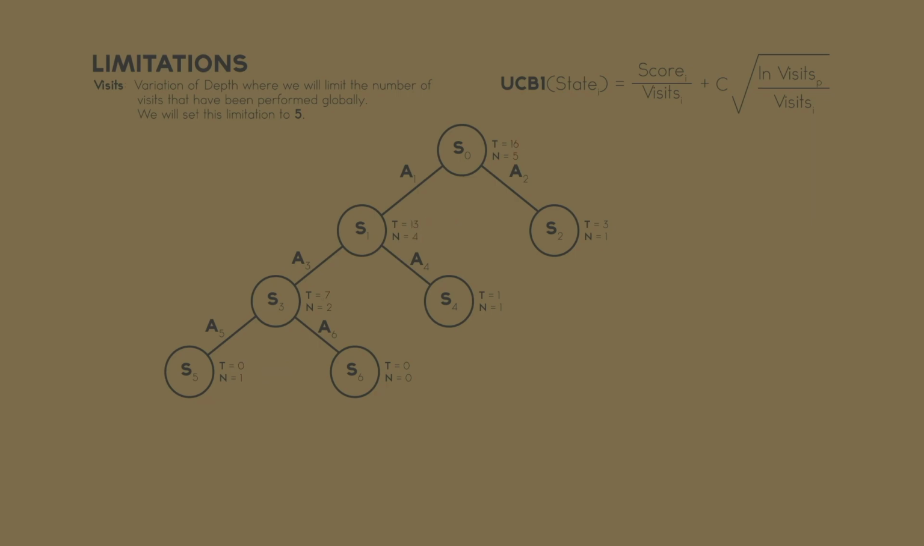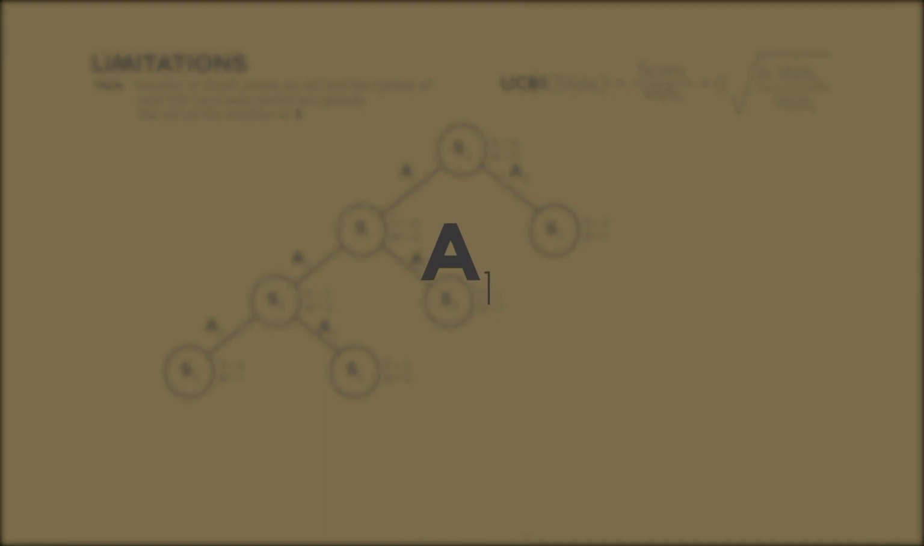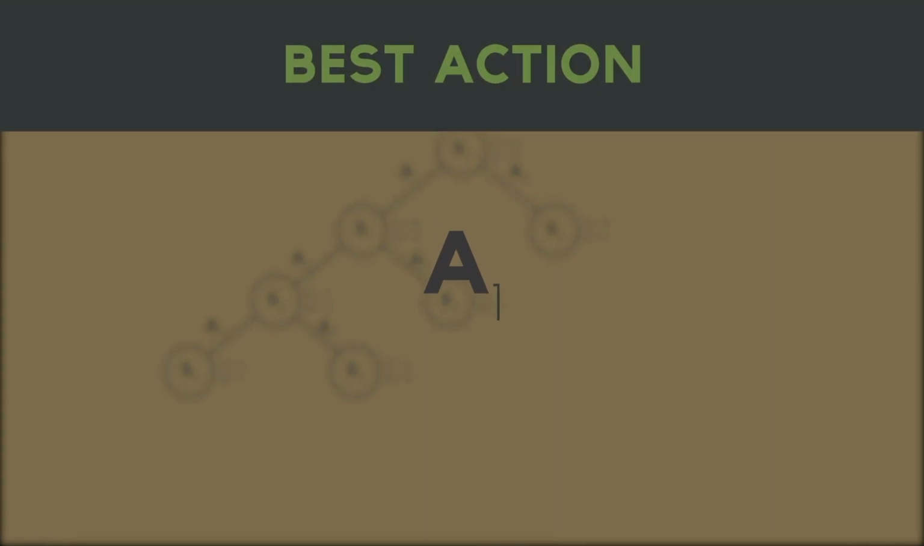The algorithm has hit the limit of number of visits it can perform that we specified, which is 5. The best action is chosen by which direct child node has the highest score. A1 is selected as the best action. This is a very powerful algorithm, but as you can see, it's not that complicated. It's the act of playing out the game and determining some value for your actions.